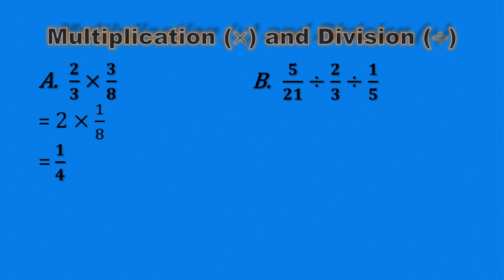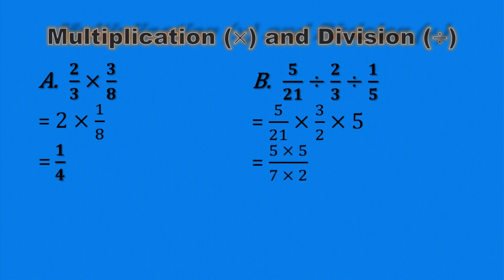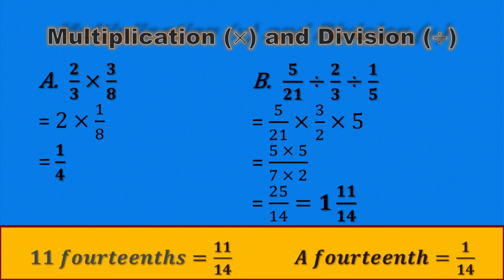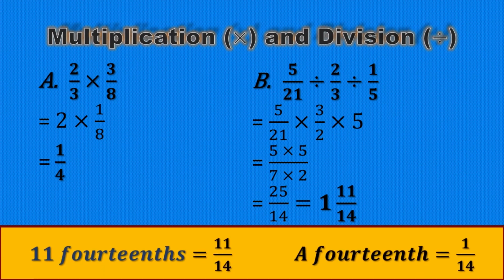Example B. Multiply 5 over 21 by the reciprocal of 2 over 3 and 1 over 5. 3 and 21 can be cross-divided, leaving 5 over 7 times 5 over 2. 5 times 5 is 25, and 7 times 2 is 14. 25 over 14 equals 1 and 11 fourteenths, which is the final answer.